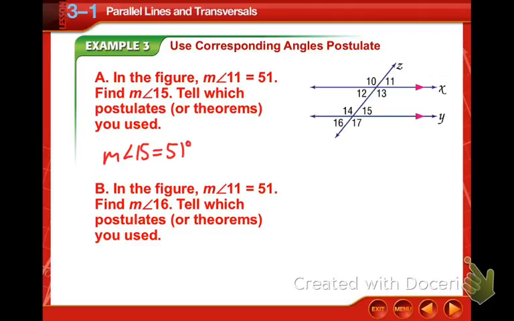And the reason for that is that they are corresponding angles. And then for 16 and 11, so same measurement for 11, they are congruent as well. So that means the measurement of 16 is 51. And these are alternate exterior. They're both on the outside of the parallel lines, and they're on opposite sides of the transversal.